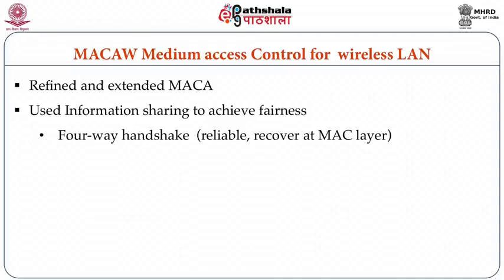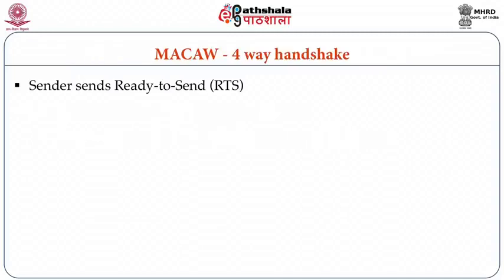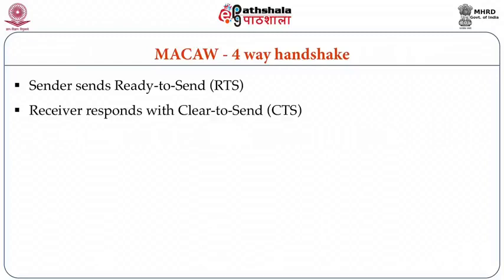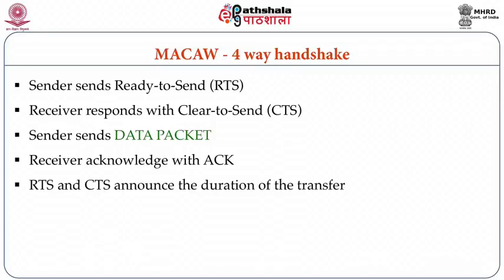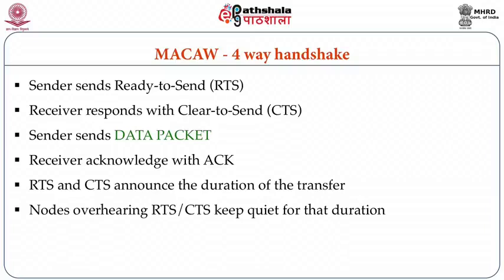That is, RTS is sent, CTS is sent, data is sent, and the acknowledgement for the data is also sent. So this is how the four-way handshake of MACAW works. The sender sends RTS, and the receiver responds with clear to send, that is CTS. The sender sends the data packet, and the receiver acknowledges it. RTS and CTS announce the duration of the transfer. Nodes overhearing RTS and CTS keep quiet for that duration.